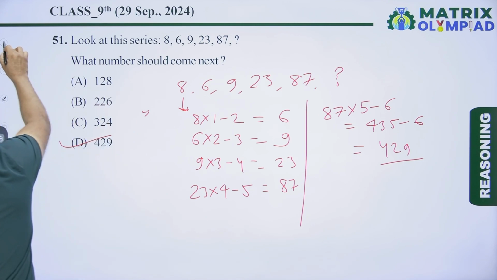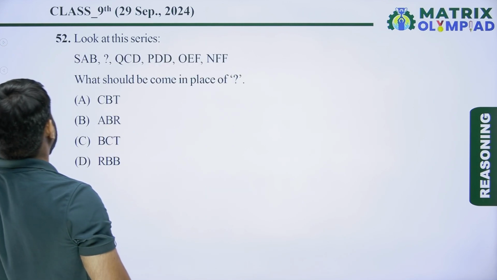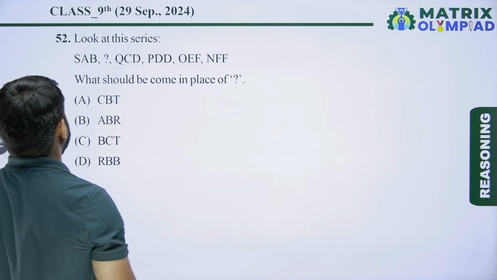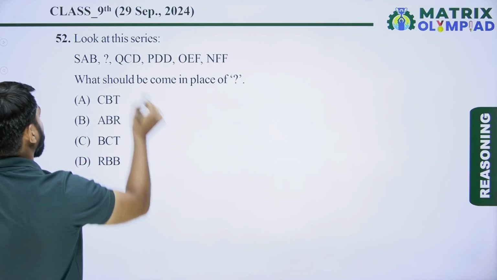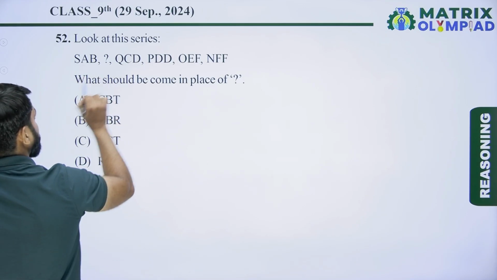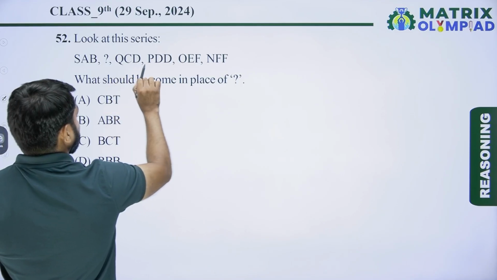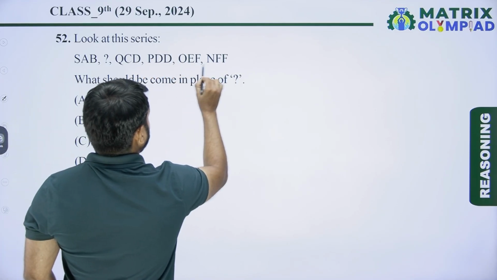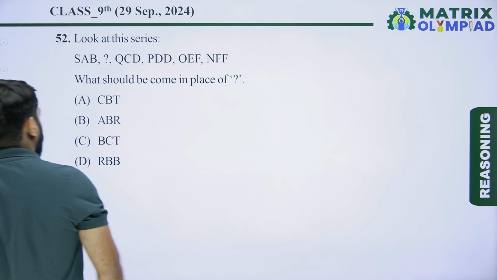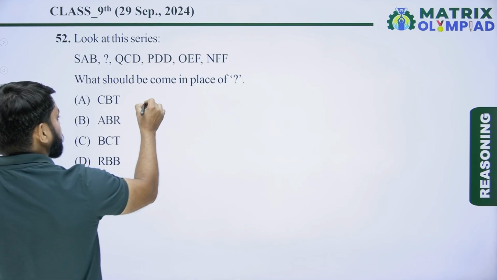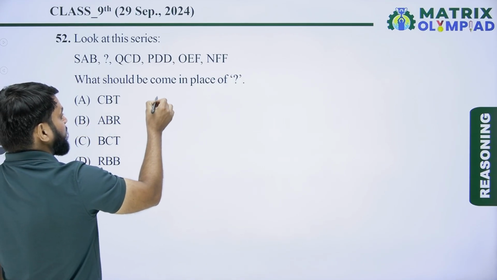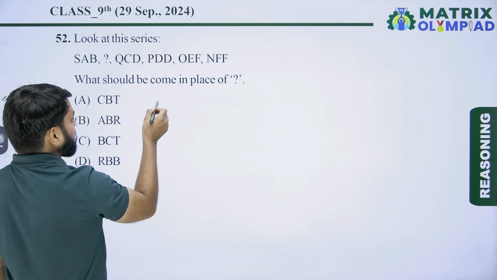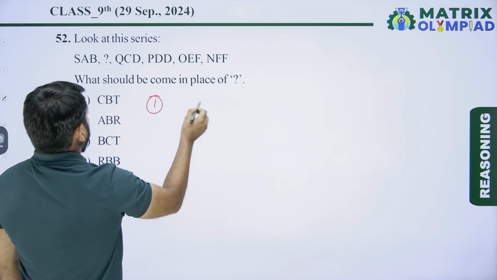Let's move on to the next question. So now the next question is question number 52. Look at this series, what should come in place of the question mark. So the series is SAB, next is missing, QCD, PDD, OEF and NFF. Okay, so find the pattern of the given series. So take the first letter of each term.